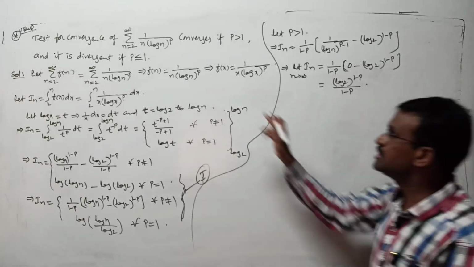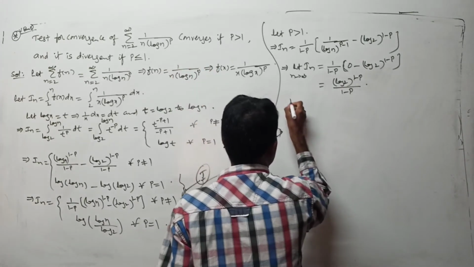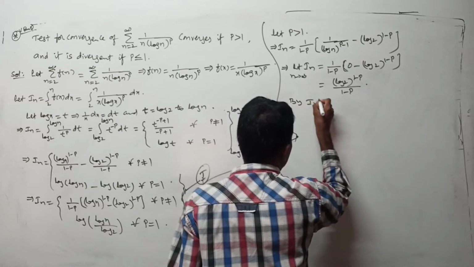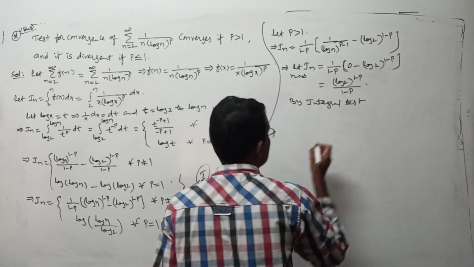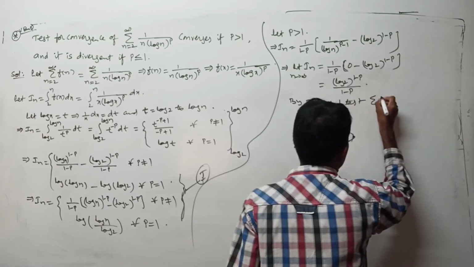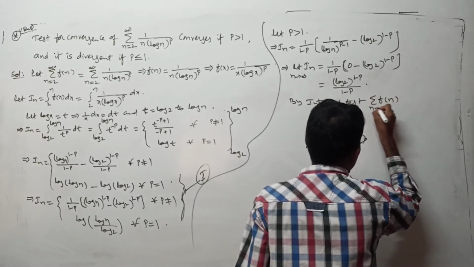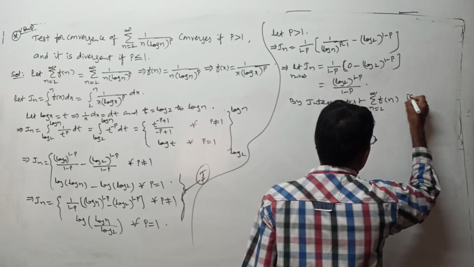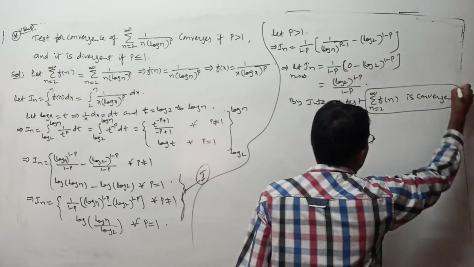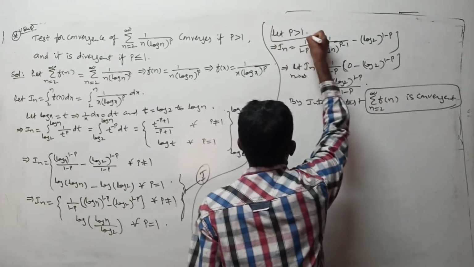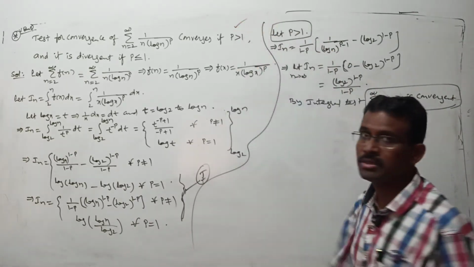Is it a constant number or not? By integral test we say the given series is convergent. By integral test we can proceed: sigma f of n from n equal to 2 to infinity is convergent. That means it is convergent whenever p is greater than 1. First case we completed.